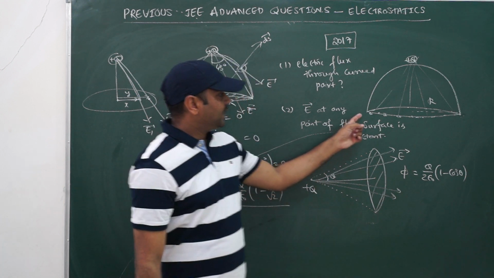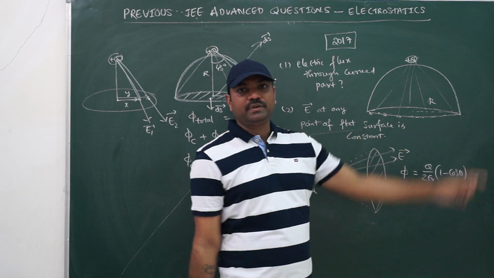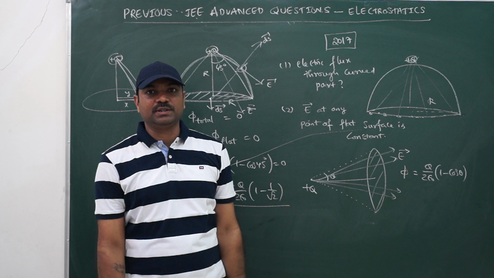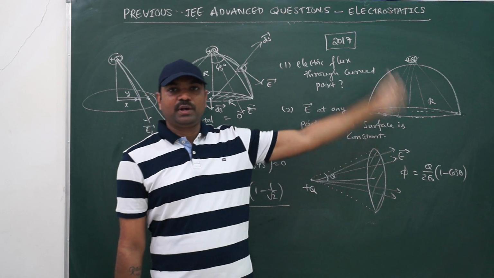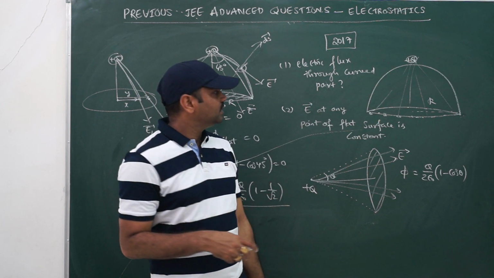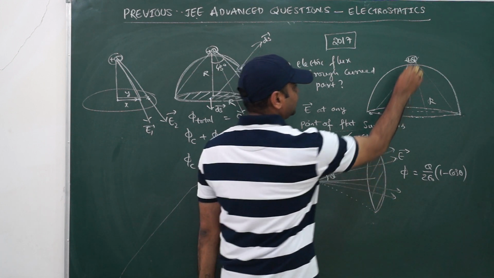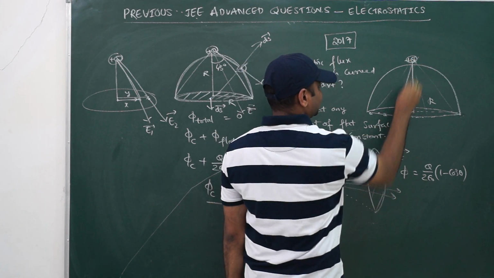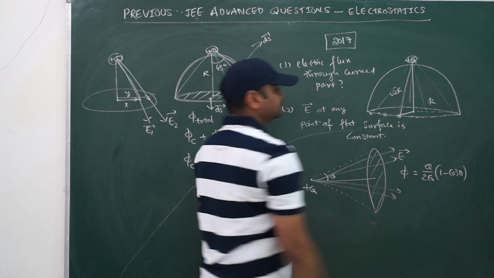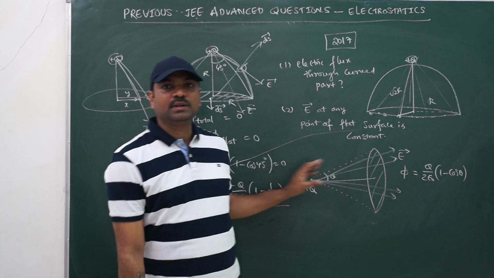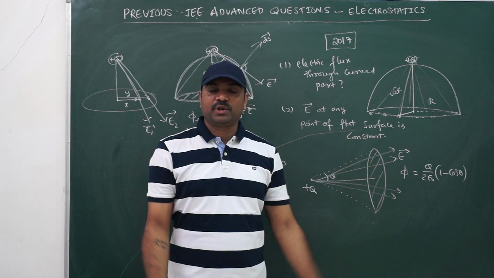Every point on the ring of that flat surface will be at the same potential, because every point will be at a distance of root 2 r. This is r, this is r, and this is r. So this distance will become root 2 r. Just like I told you about the cone, the distance will be the same. So the potentials will be the same.